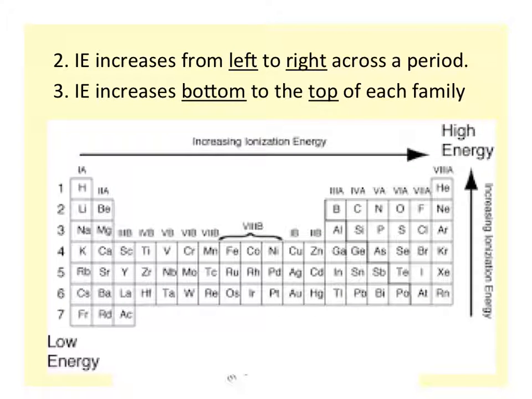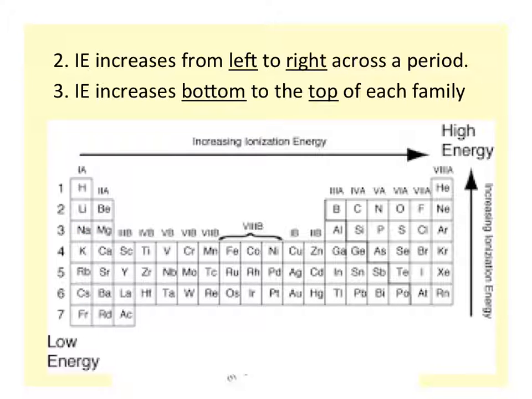The ionization energy increases from the left to the right across a period. Those over here on the right-hand side have higher energy of ionization than do these guys over here. So sodium has much less ionization energy than chlorine. So sodium was ready to give away that electron very easily.